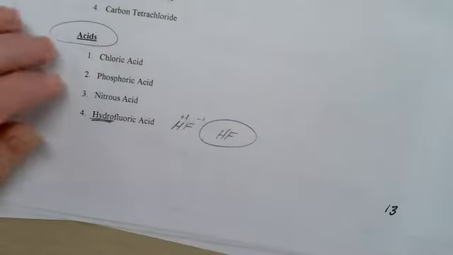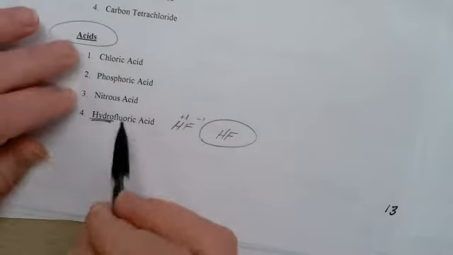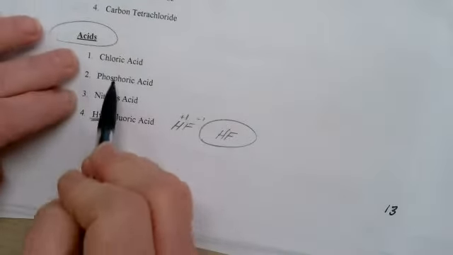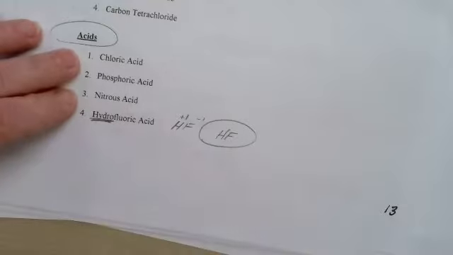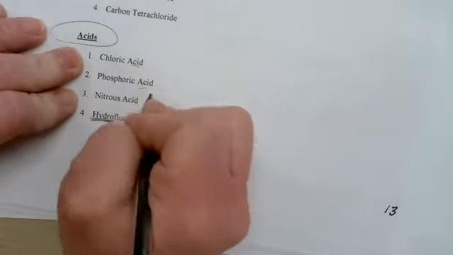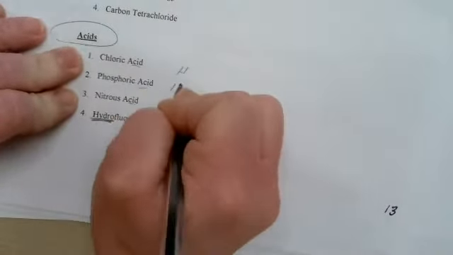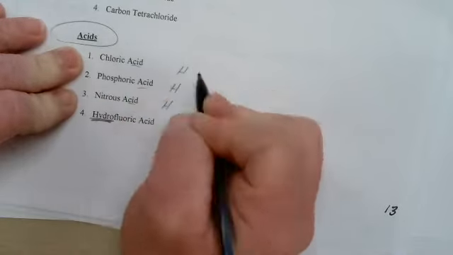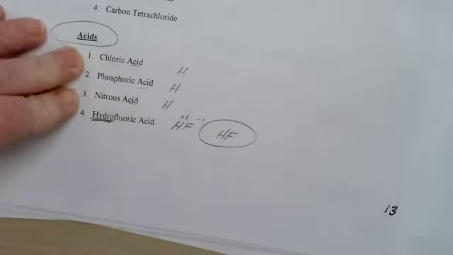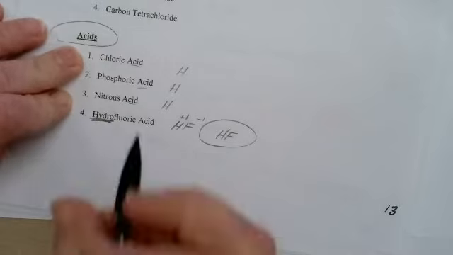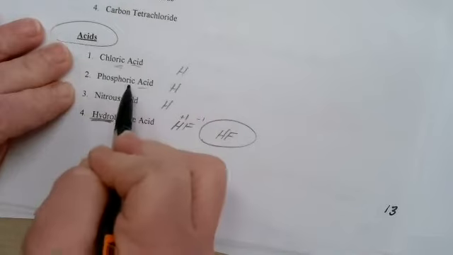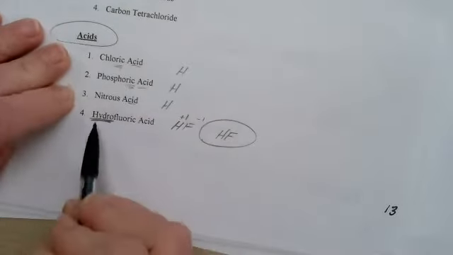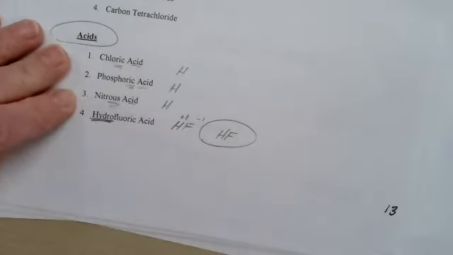All right. So then Noah, all right. These don't have hydro. So we know they're acids. They have to begin with hydrogen. They are going to be paired then with a polyatomic ion. Okay, Noah. 1 and 2 have the ending of ic. Number 3 has the ending of us.